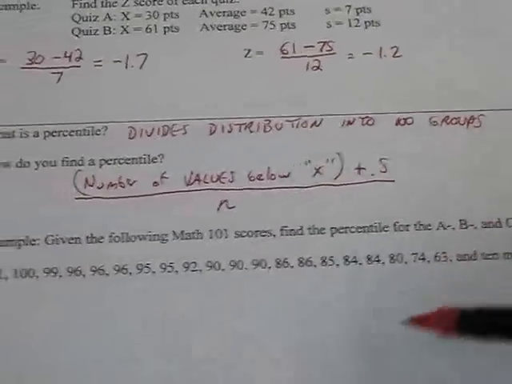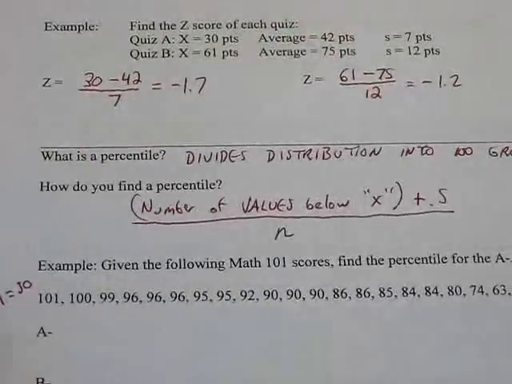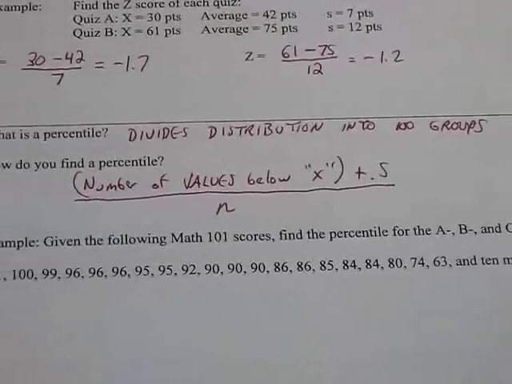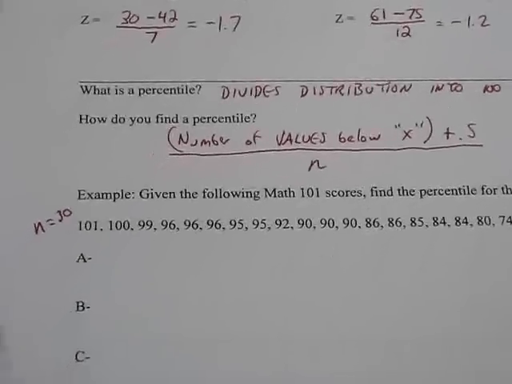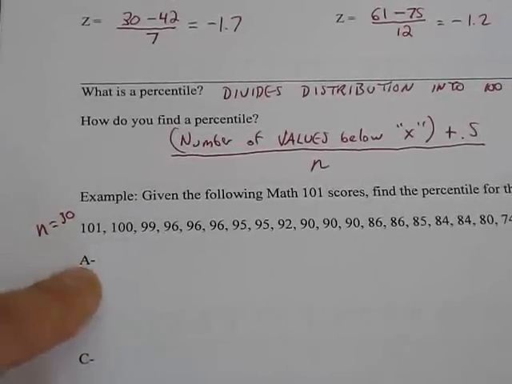So there are 30 total scores, so I'm going to put N equals 30. Even though there are 20 that we can see, there are 10 of them that are below a 60, which is okay because we don't really need to see that. What we do need is to find the percentile for the A minus. So the question is, what percentile were you in if you had an A minus in the class?